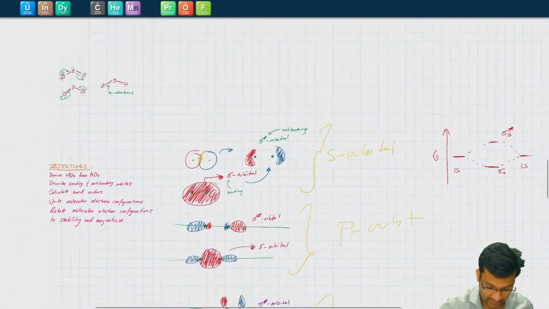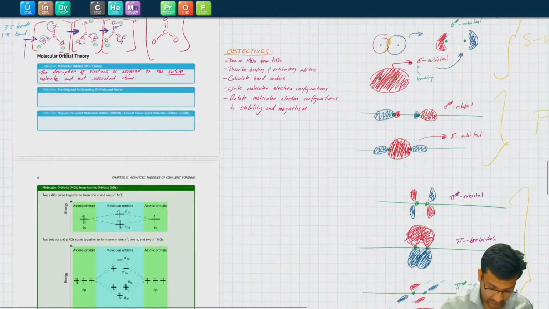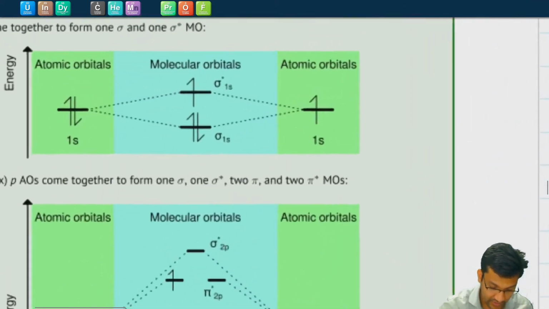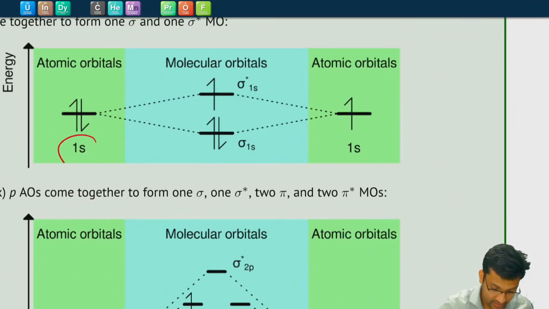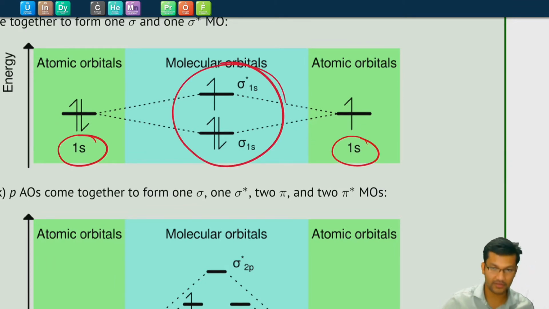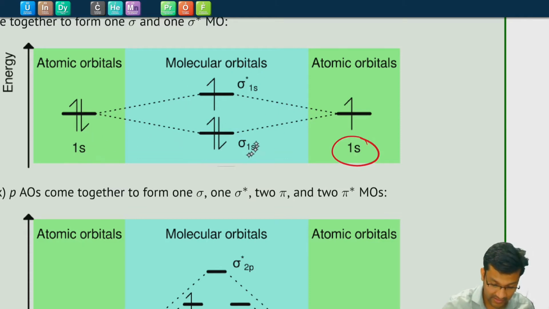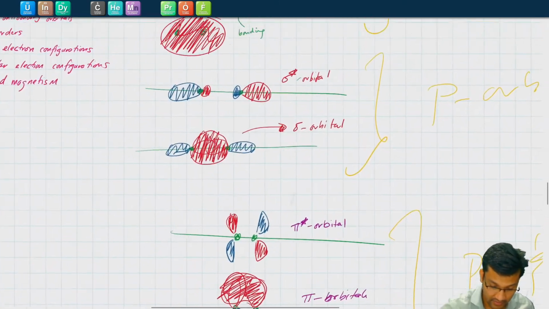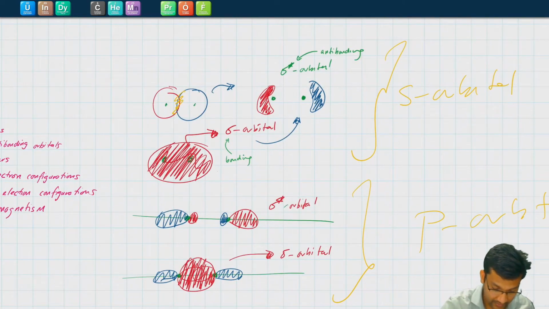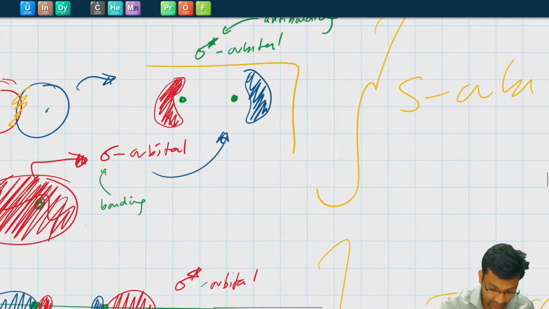So let's scroll all the way back here, and this is what this is showing you. Let's say you take an atomic orbital and another atomic orbital, you'll form two molecular orbitals. One will be lower in energy, that's the bonding orbital. One will be higher in energy, that's the antibonding orbital. So the one that's lower in energy is like this one, the bonding orbital. The one that's higher in energy is like this one.